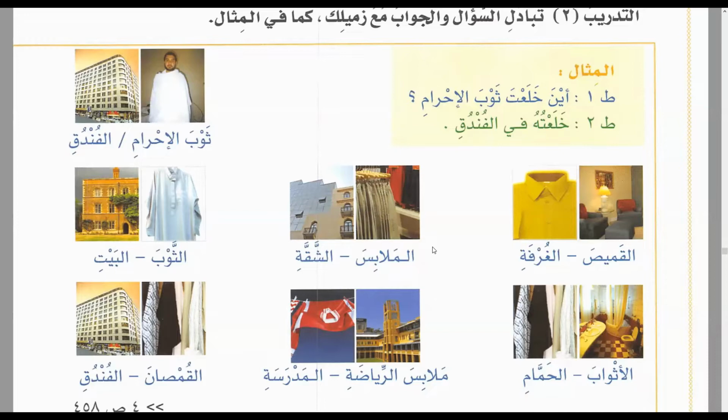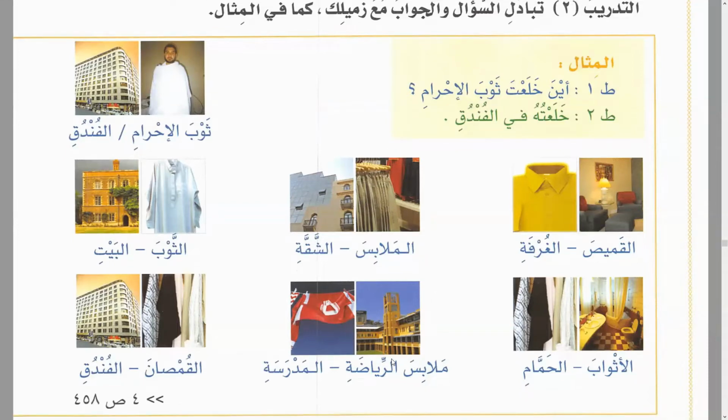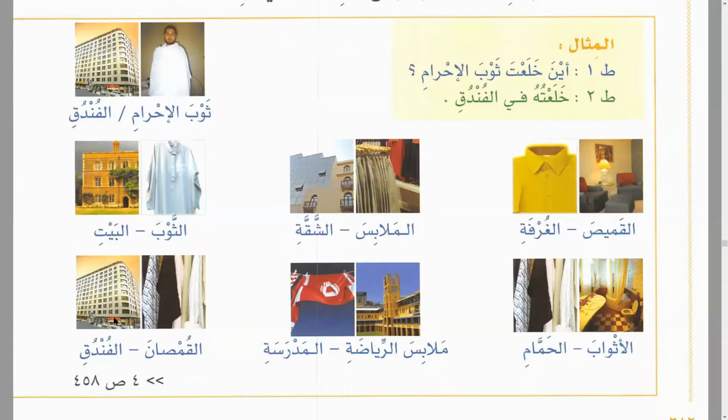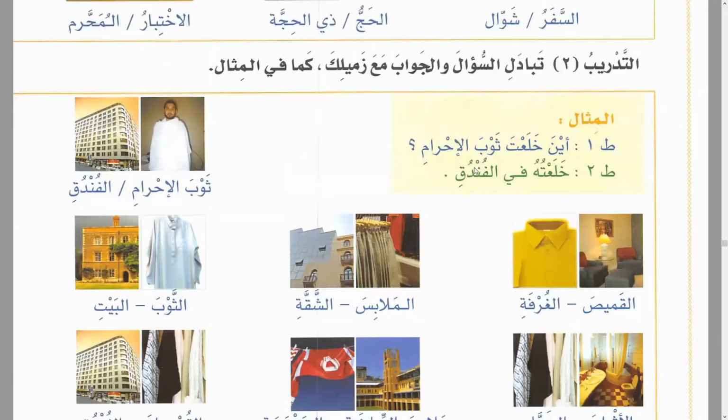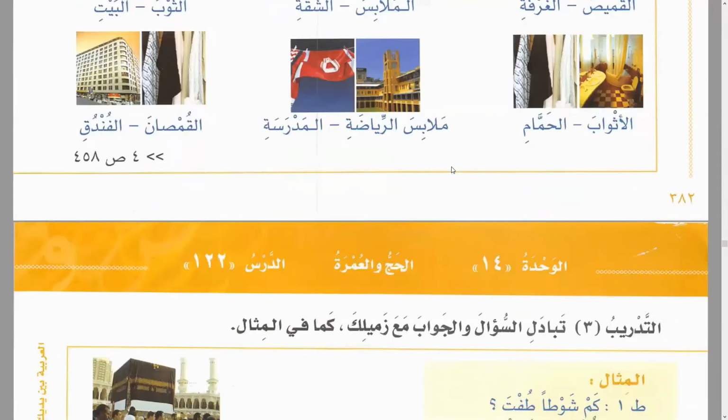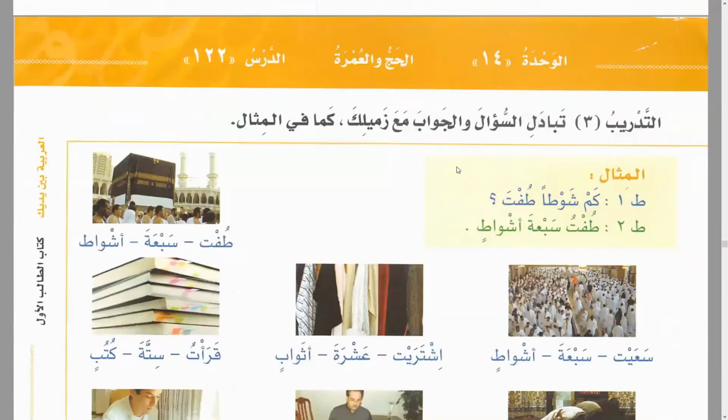Okay, anyways, let's continue. خلع. أين خلعت ملابس الرياضة؟ خلعت ملابس الرياضة. Where did you leave the sports clothes? خلعتها في المدرسة. I left them in the school, or I removed them in the school. أين خلعت القمصان؟ Where did you leave the shirts? خلعتها في الفندقية. I left them in the hotel, or removed them in the hotel. Okay. Next one. So this is about خلع يخلع, to remove. وأين خلعت؟ خلعته في كذا وكذا, in some place or the other.